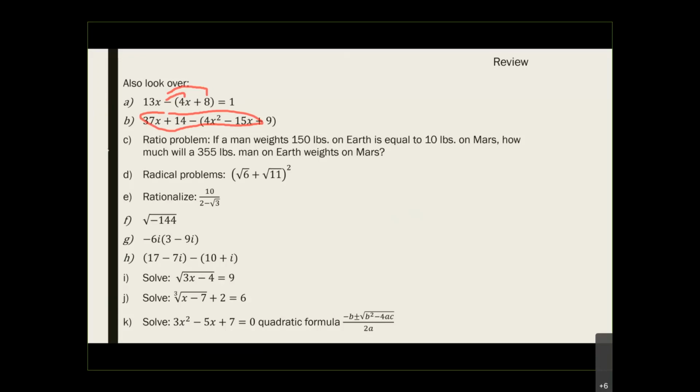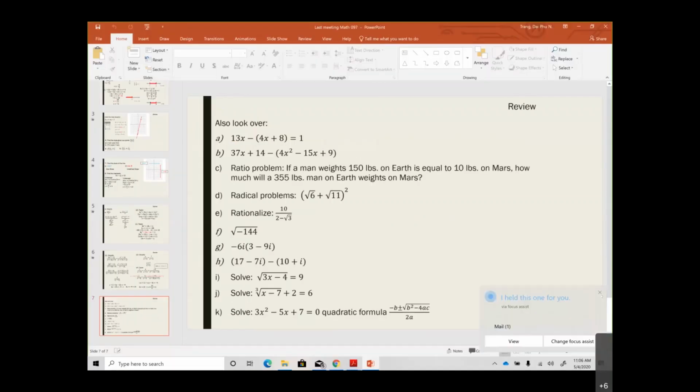Let's take a look at C. Let me erase this out. How do we attack C, ladies and gentlemen? Remember this thing here. They say if a man weighing 150 pounds on Earth is equal to 10 pounds on Mars, how much will a 355 pound man on Earth weigh on Mars?